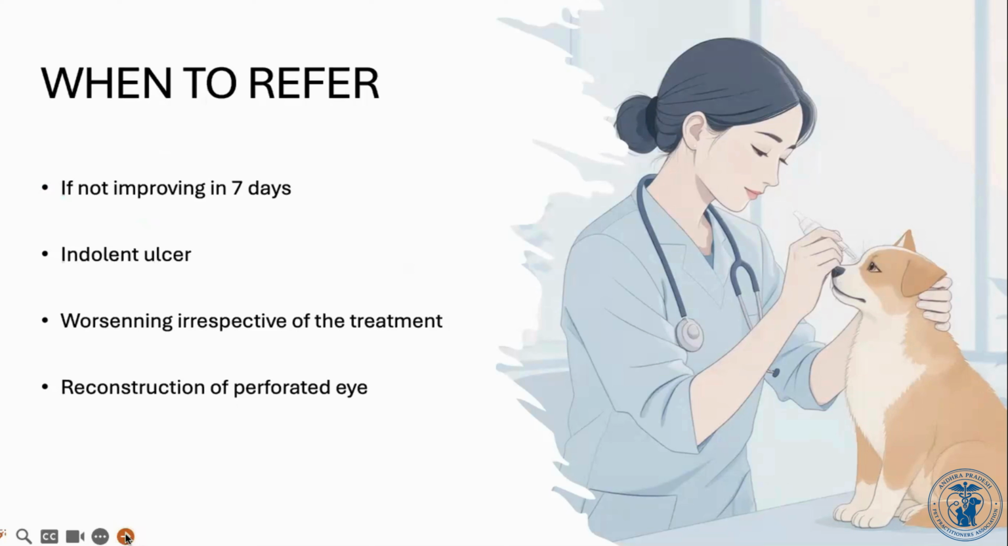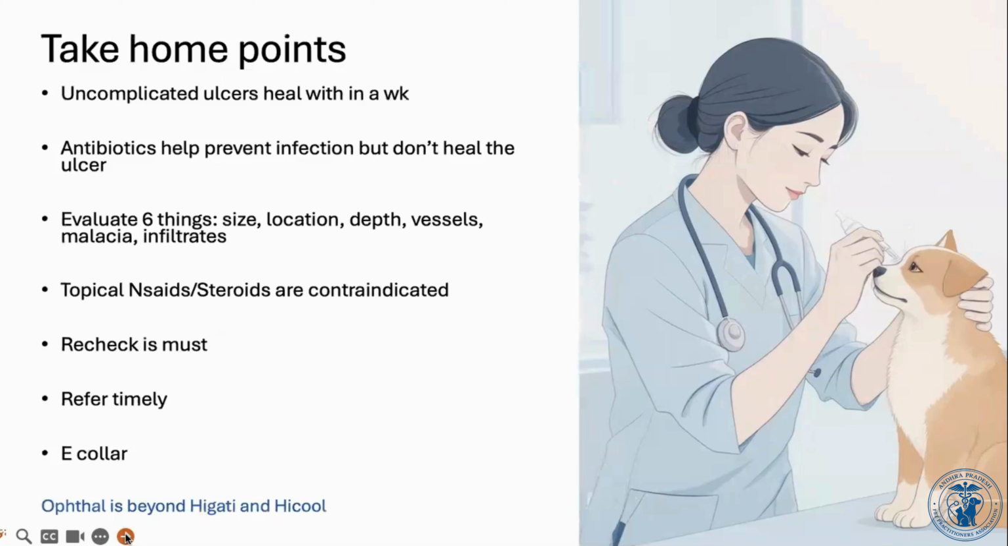In case of indolent ulcers which are not getting better and they are creating a headache, it is better to refer to a specialist. And irrespective of you doing all the treatment possible in your knowledge, if it is still not helping the pet and it is worsening the case, please do refer timely. And in case of reconstructions, when the pet requires an emergency reconstruction which could save the vision, it is always better to refer.